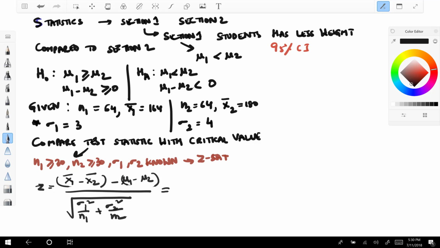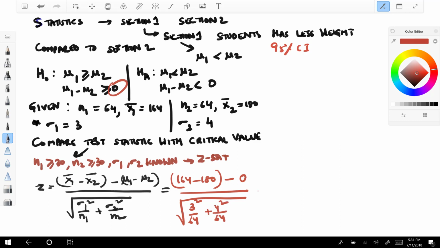So we can substitute those values here. Our x1 bar is 164 minus x2 bar is 180 minus the hypothesized mean. Again, the hypothesized mean is 0, and then square root of sigma 1 square is 3 square divided by 64 plus 4 square divided by 64. So we will get a value of negative 25.6. So this is our test statistic value.